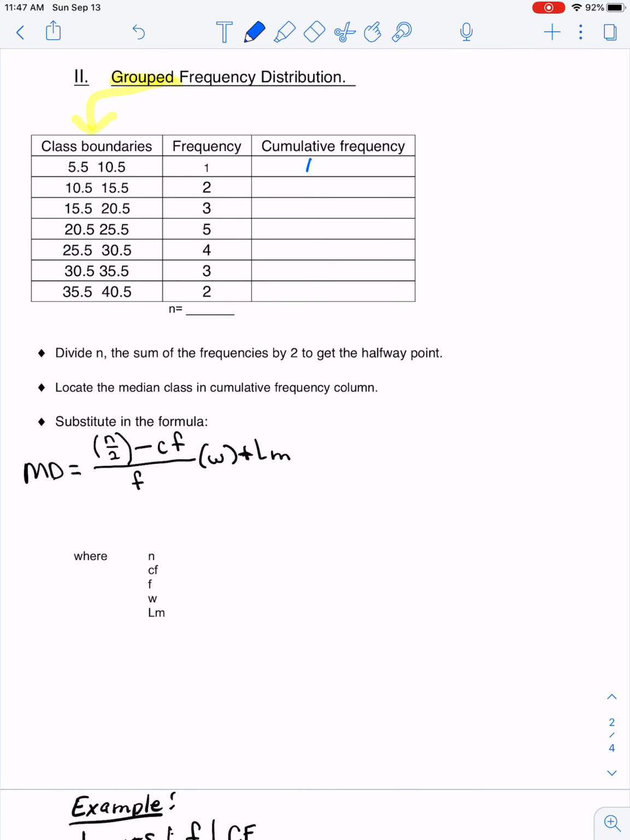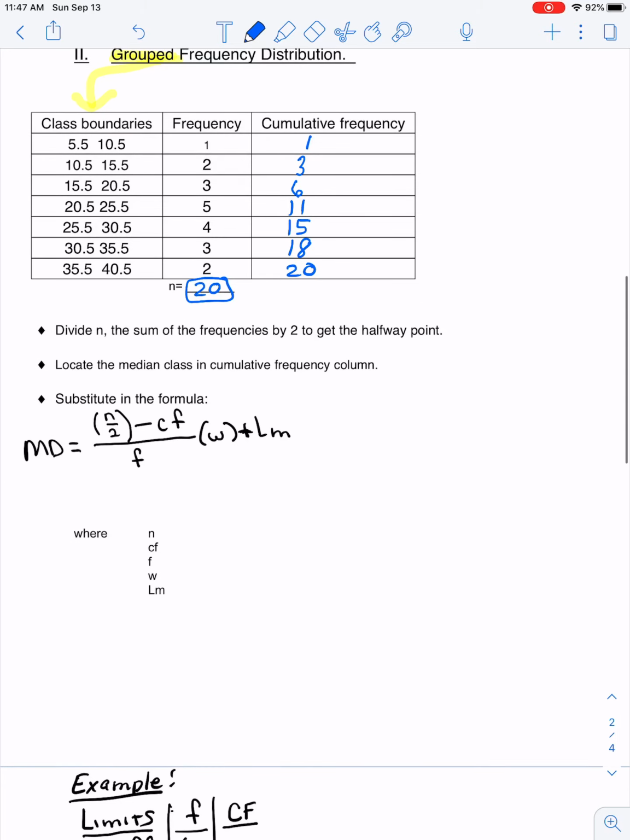So we have a 1, 3, 6, and again, I'm just adding up how many additional data points we get each time. 11, then we're going to add and get 15, 18, and 20. That's telling us that we do in fact have 20 data points in our set. Our directions say divide n, the sum of the frequencies, by 2 to get the halfway point. So 20 divided by 2 is 10.